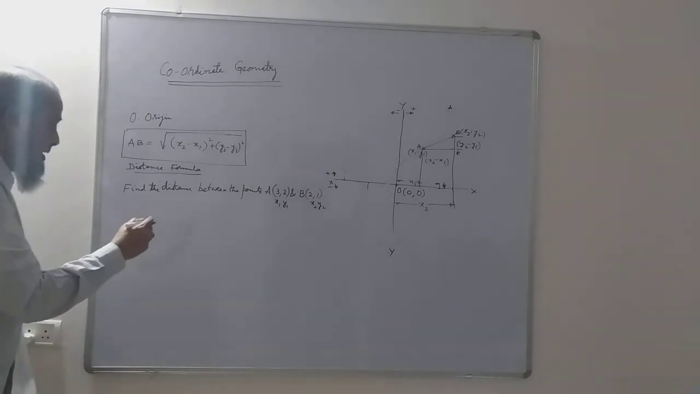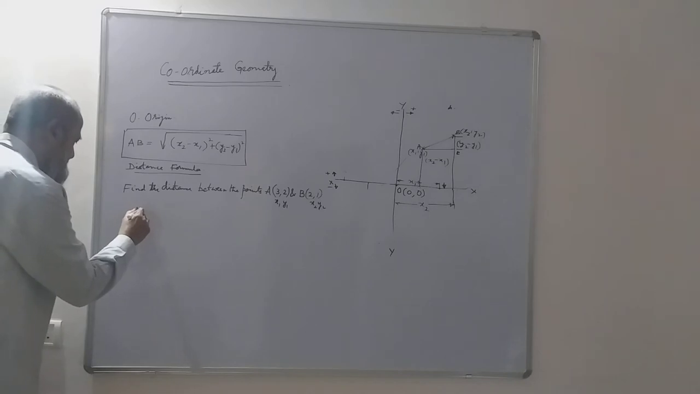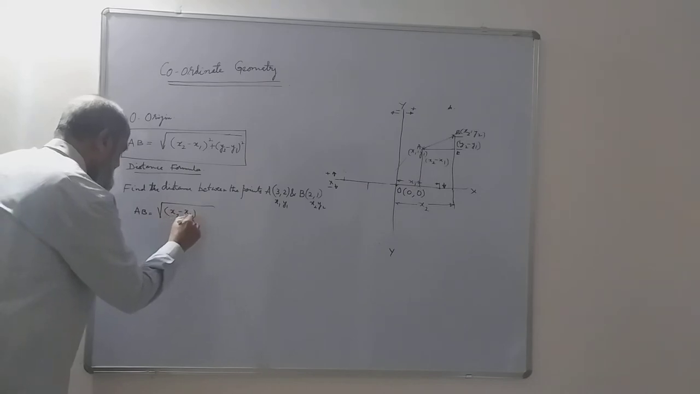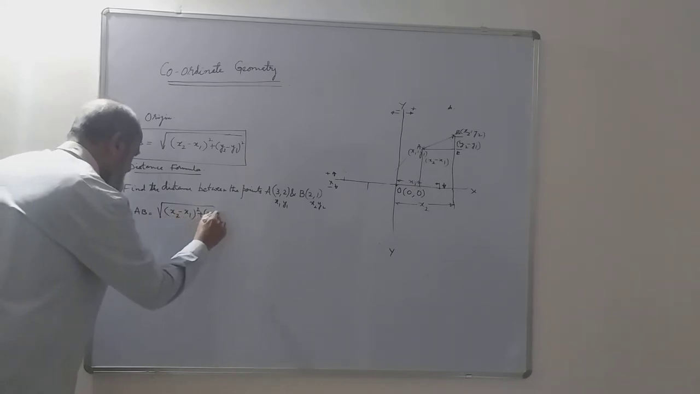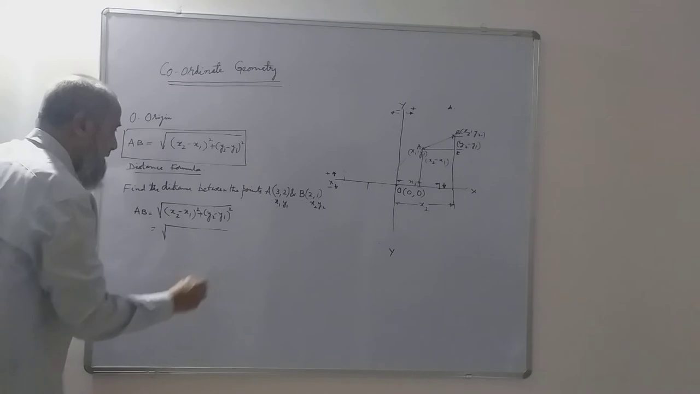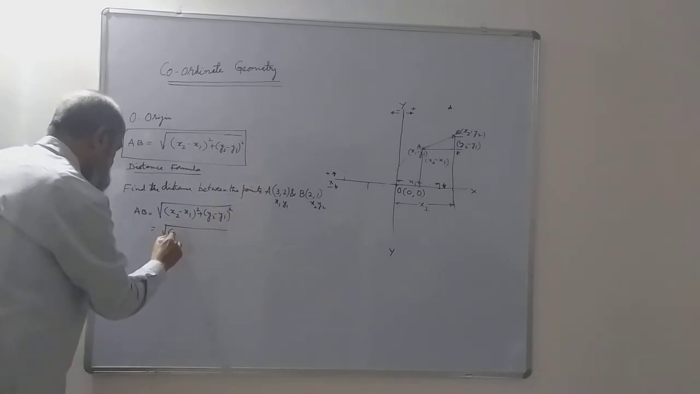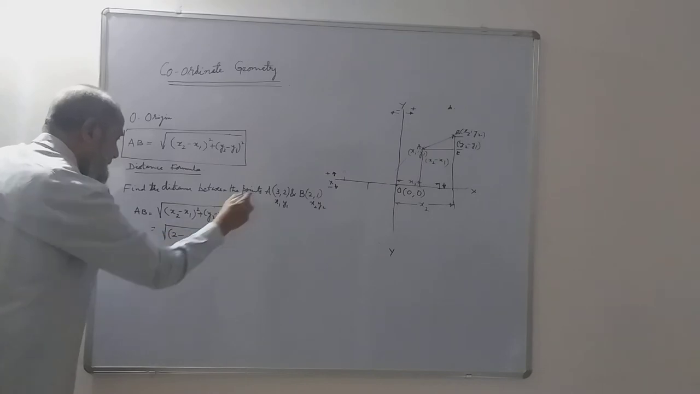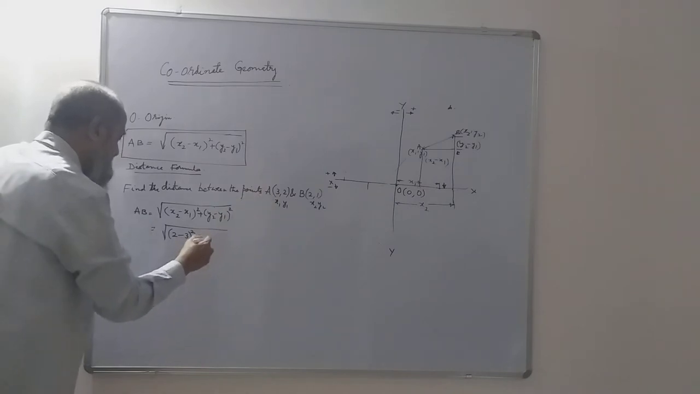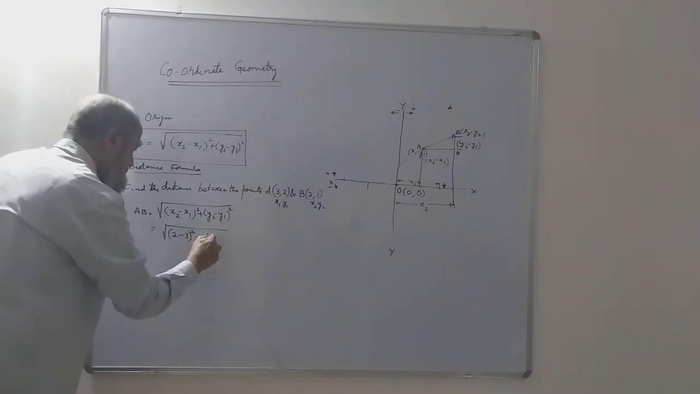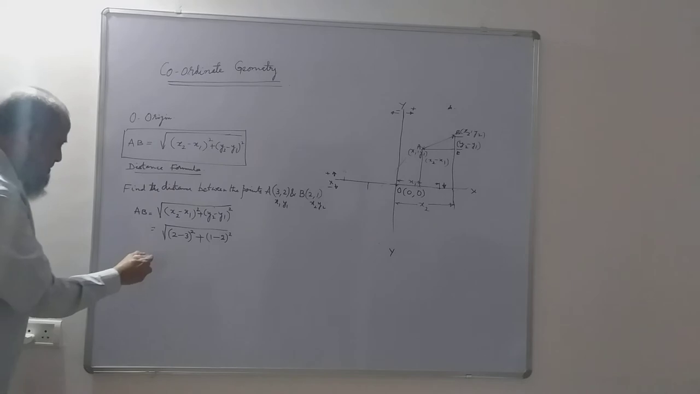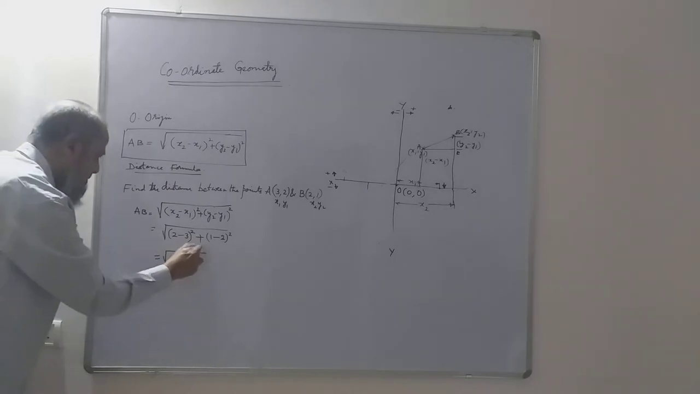Now, you write the formula. AB is equal to square root of x2 minus x1 the whole square plus y2 minus y1 the whole square. Now, I have taken here x2 is for me, so you make a substitution. X2 for me is 2, and x1 is 3. So, 2 minus 3 the whole square plus y2 is 1 minus y1 is 2. I have taken it like that. So, 2 minus 3 the whole square plus 1 minus 2 the whole square.